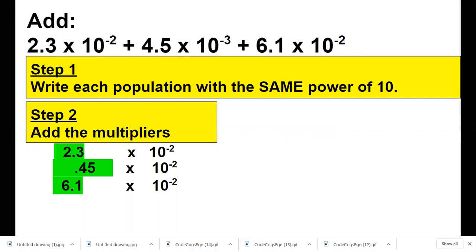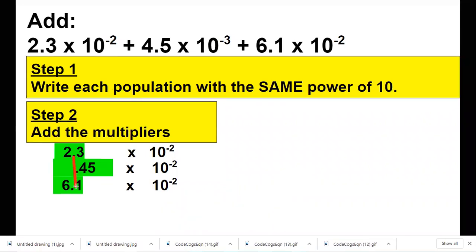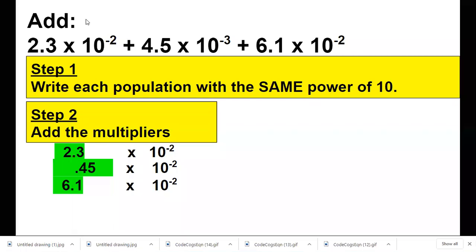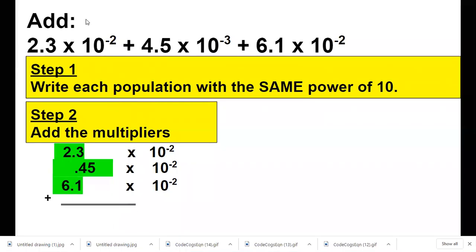Look how I'm also lining up, to the best of my ability with this computer, lining up my decimal places. Okay, they are lined up. That's how you have to do it when you add decimals. Then I add them together and I get 8.85, and it'll be times 10 to the negative 2.